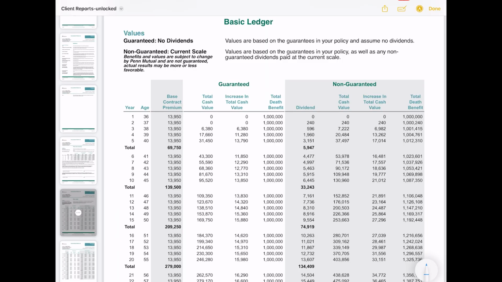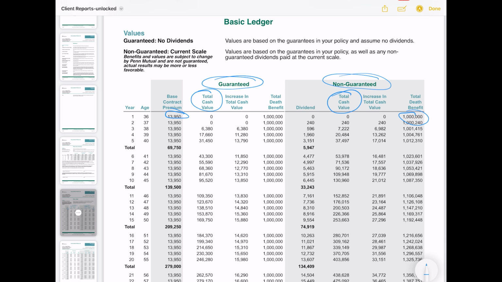So we have in front of us a basic whole life proposal, or what we sometimes refer to in the industry as an illustration. It has a $1 million death benefit, and the insured must pay $13,950 per year in order to satisfy the contractual requirements to maintain that $1 million death benefit. We have a guaranteed column of values. We have a non-guaranteed column of values, and we have cash value, that is guaranteed cash value, and we have total cash value, which shows us both the guaranteed plus non-guaranteed cash values added together.